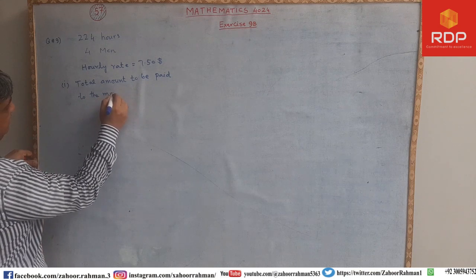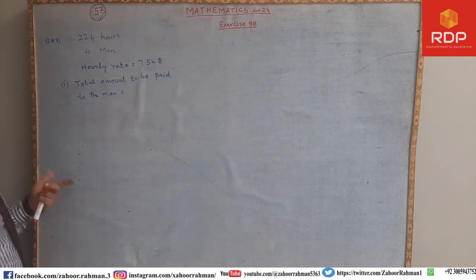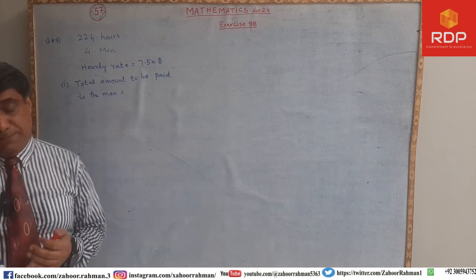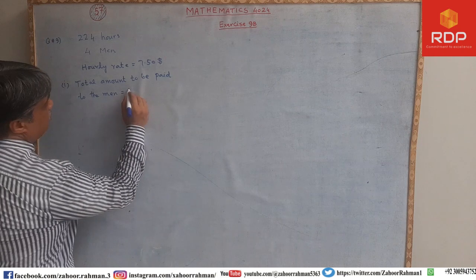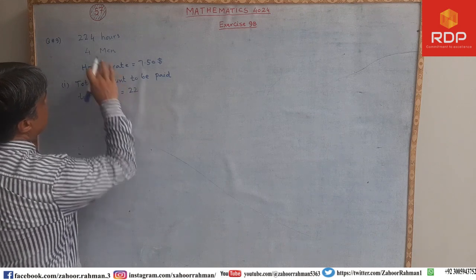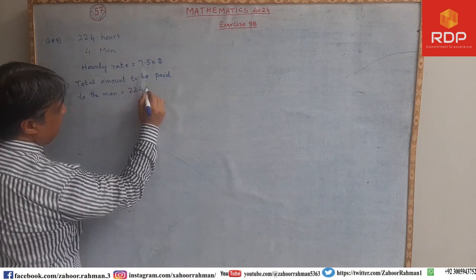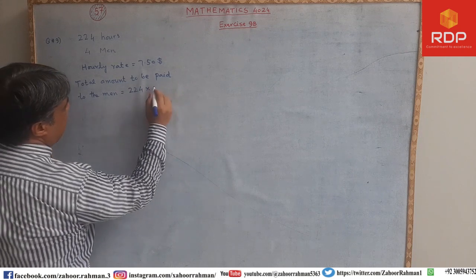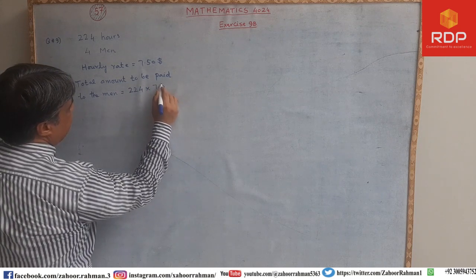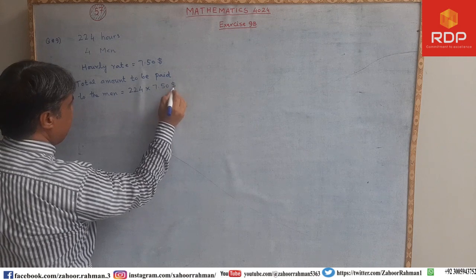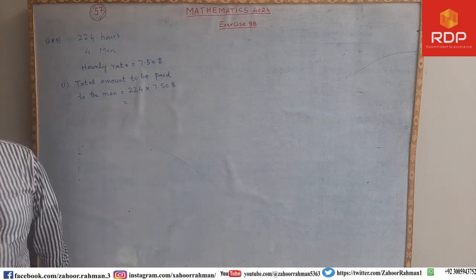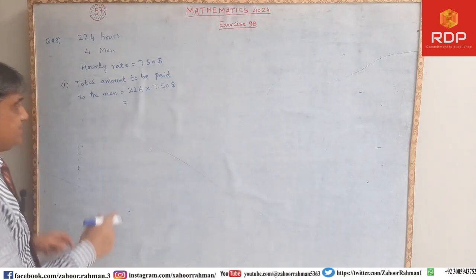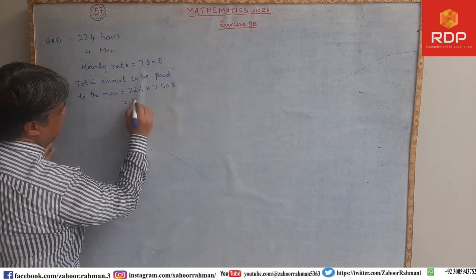How many men are there? 4. And what is the hourly rate? 7.50. So simply we have to multiply it with hours. So 224 hours if they are working, not doing overtime, times $7.50, and that will be equal to $1,680, and that's it.